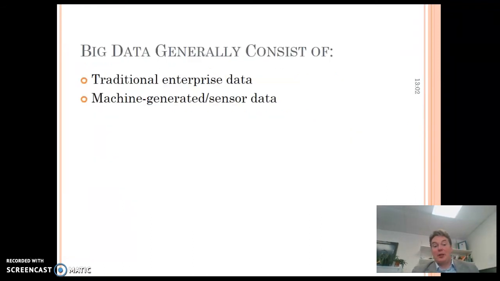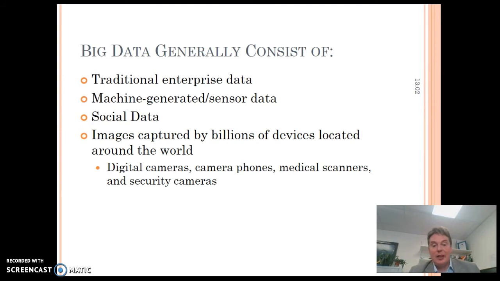So we've got traditional enterprise data, and machine-generated sensor data. So if we've got traffic lights or an assembly line process that's generating data, we've got social data. So all the blogs and tweets and Instagram, Snapchats, shares are all producing vast quantities of data. And then the billions and billions of devices located around the world: digital cameras, smartphones, medical scanners, CCTV. So that kind of gives us an idea of what it is.